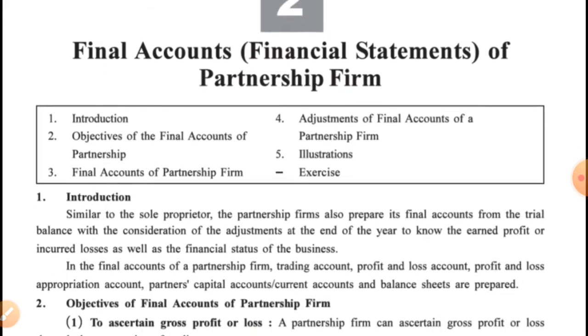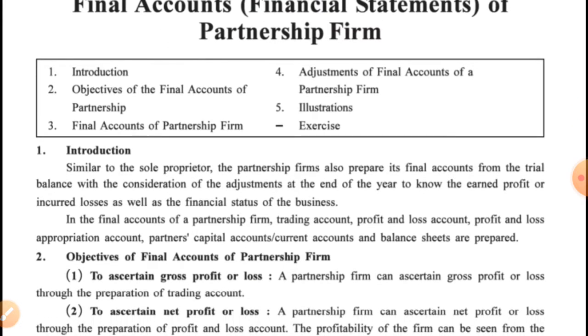First of all, introduction. Similar to the sole proprietor, the partnership firm also prepares its final accounts from the trial balance with the consideration of the adjustments at the end of the year to know the earned profit or incurred loss as well as the financial status of the business.